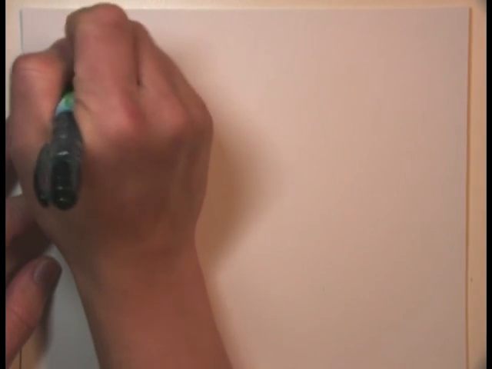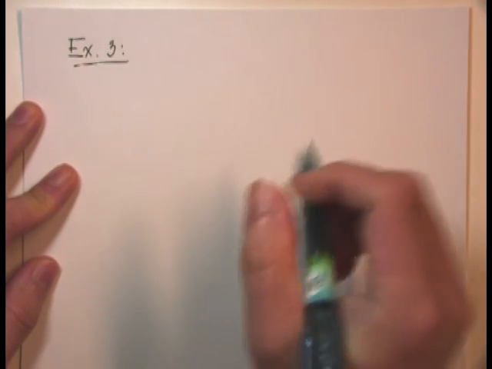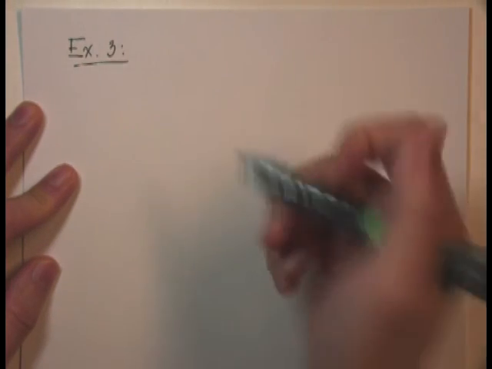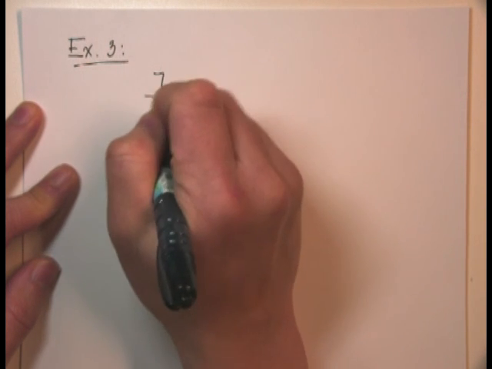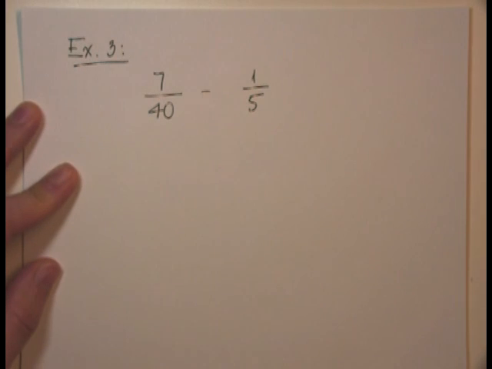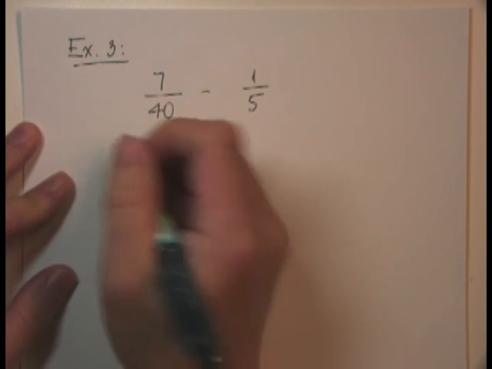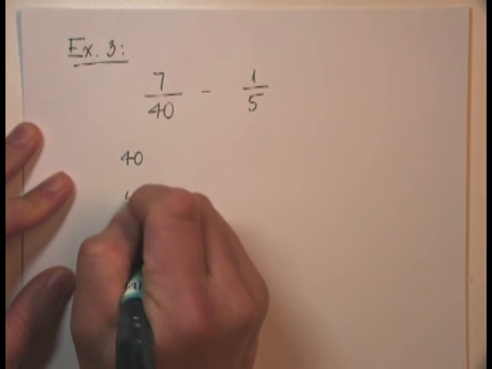In the next example, and once again, we need to keep looking at a few more examples here to have all your skills nailed down before we move on to the next topic. So how about we have 7 over 40 minus 1/5. So now, once again, it's always a good idea to write all prime factors of each denominator.